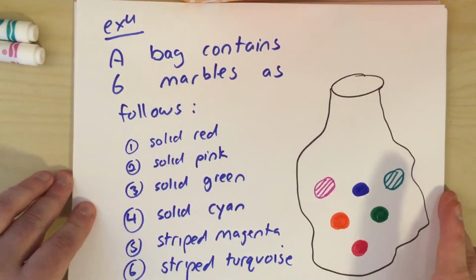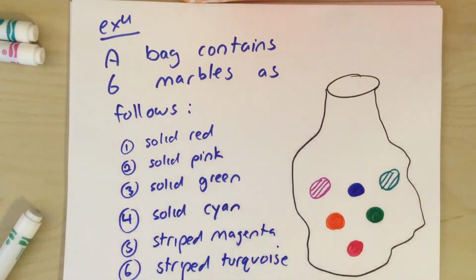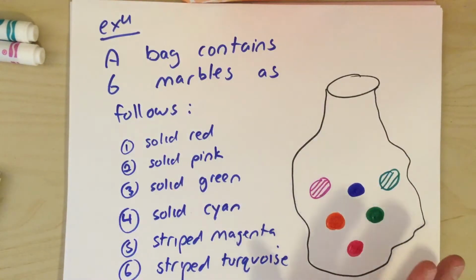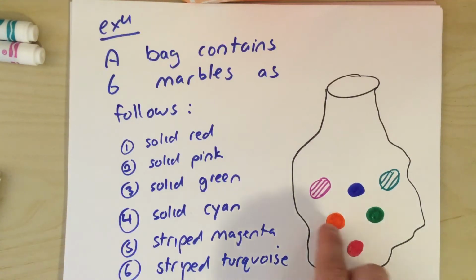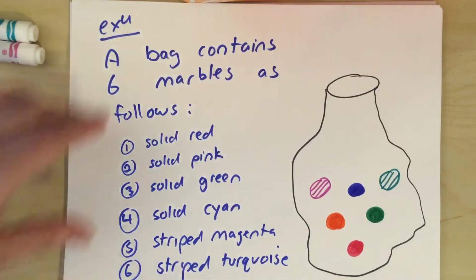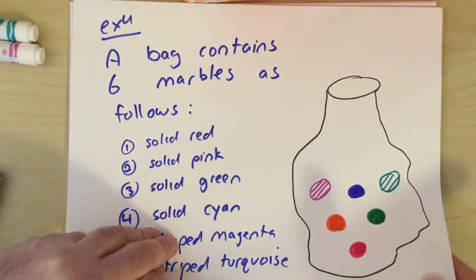Okay, let's change gears. This is example number 4 that I've pre-written because I wanted to draw this picture and I thought it would take me time to draw it since it's very high quality. So you can pause the video and write it down. So what we have is a bag that contains 6 marbles, and the marbles are a solid red, solid pink, solid green, solid cyan, a striped magenta, and a striped turquoise. And we're going to do something with this bag. It's going to be a part A, part B, and so on and so forth.